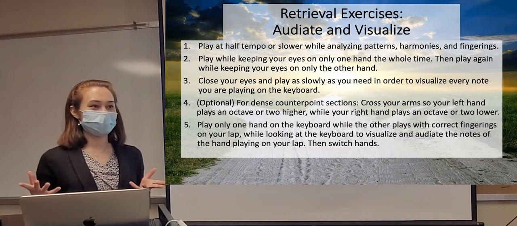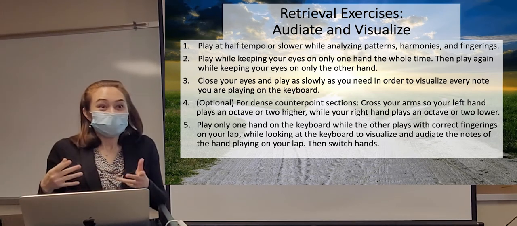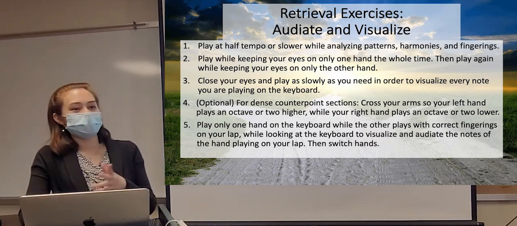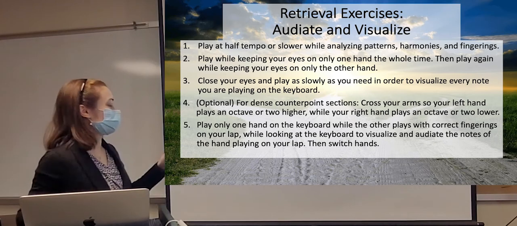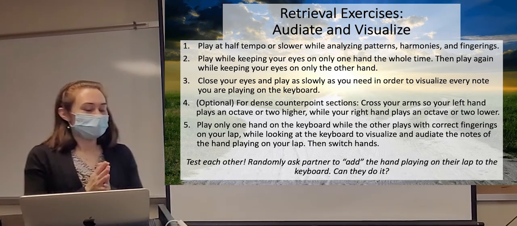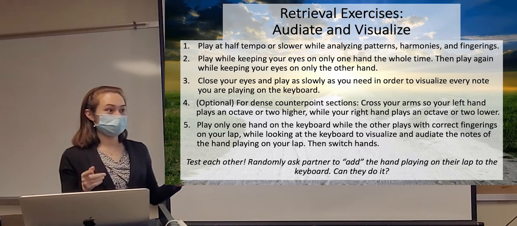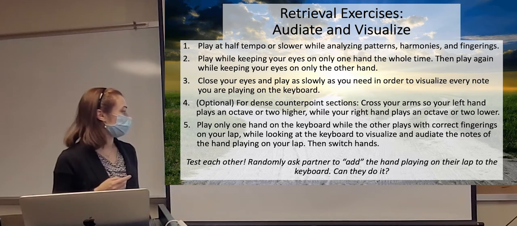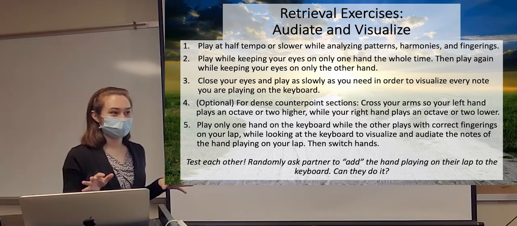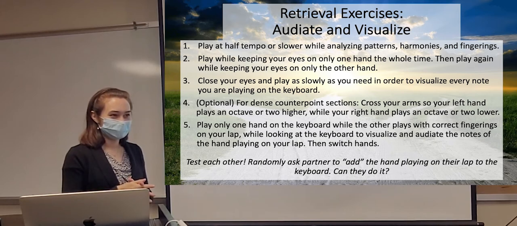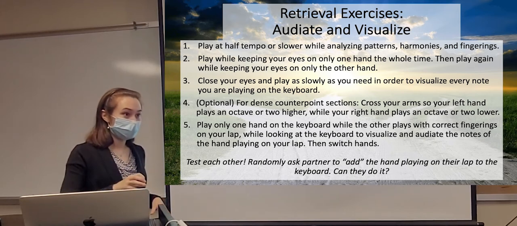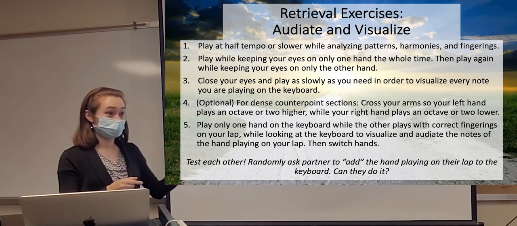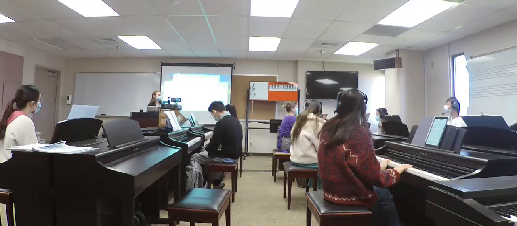Okay, so let's go ahead and test yourself with a partner. And it's okay if you don't feel quite comfortable with it yet because we didn't have a lot of time to go through all these steps. But now I'm going to pair your keyboards together so you can hear each other. So you're going to randomly ask your partner to add the hand playing on their lap to the keyboard at a random time. Does that make sense? So you're going to be able to hear them play one hand, and then you're going to tell them, okay, now add the other hand at a random point and see if they can actually do it. And if you're visualizing it correctly, you should be able to.